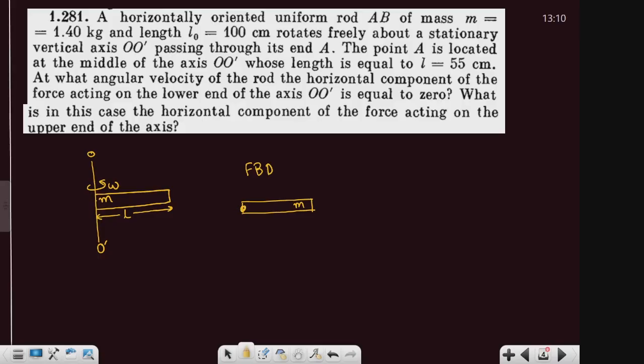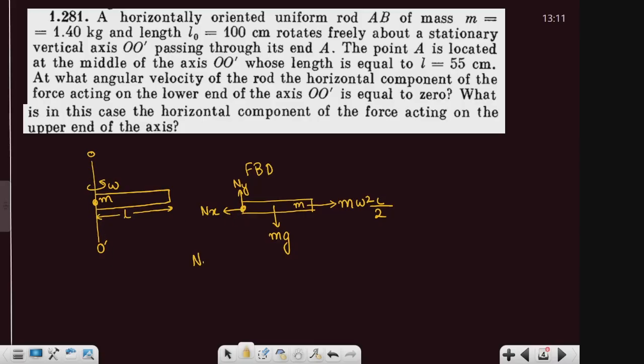So out here it is supported by the hinge. And if the rod is rotating out here, it will experience a centrifugal force m omega square L by 2. Centrifugal force acts at the center of mass and the downward force is mg. Since this rod is neither rotating downward nor upward, there will be a normal reaction force in the vertical component equal to mg and a normal reaction force in the horizontal component equal to m omega square L by 2. This normal reaction force is provided by this O dash axis.